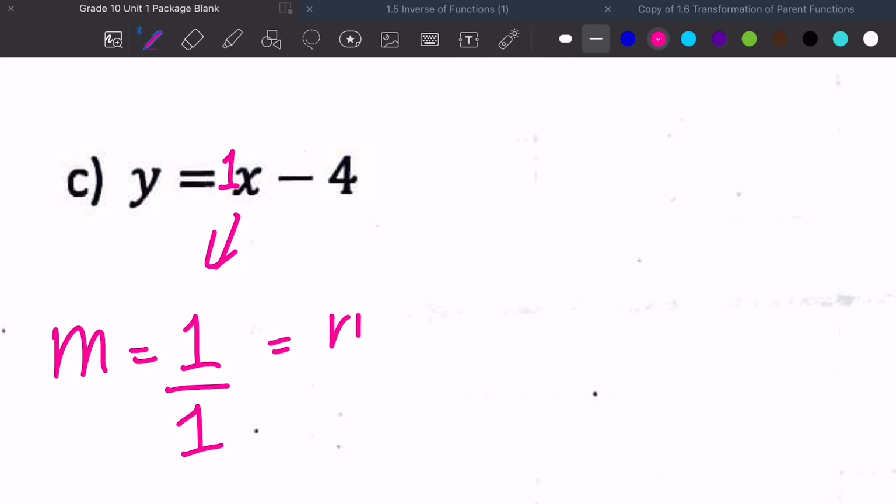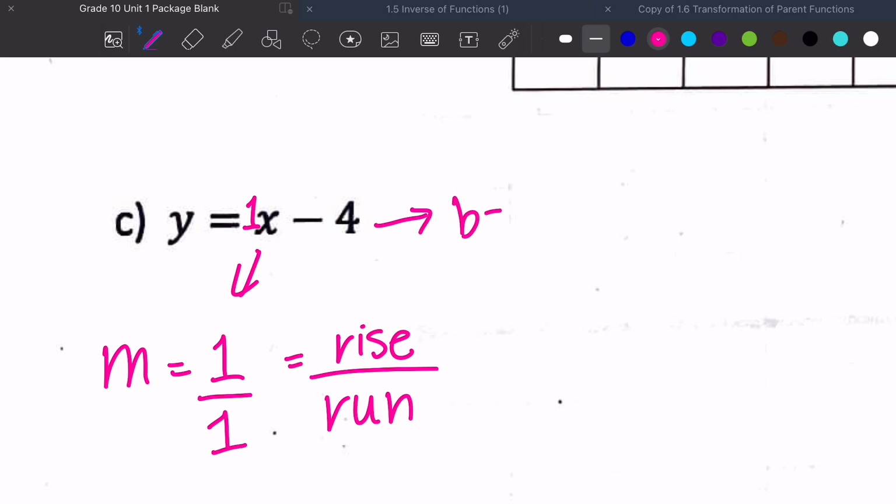So then when I go to do rise over run, it's the same thing. This just means I'm going up 1 over 1, up 1 over 1. So that's not changing. And then my b is at -4. So that's going to be my y-intercept.